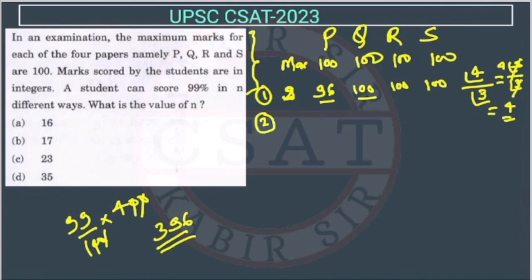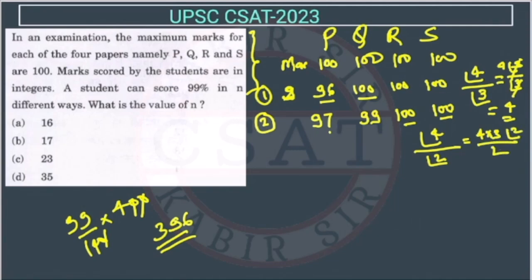Now the second possibility is that in paper P he is getting 97 marks, right? And in Q he is getting 99 marks, because we have increased 1 mark here, so we have to decrease 1 mark in another paper. And in the others he is getting 100. Now these can also be arranged. How many ways? Again factorial 4 ways. Out of these, two are similar, 100, 100, so we will divide by 2. We will get 4 into 3, factorial 2 will cut factorial 2, so this will be 12. So 12 ways we can arrange, and the previous one was 4 ways, right?